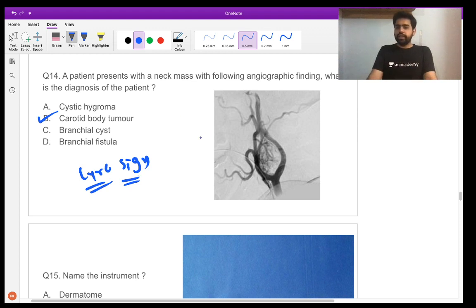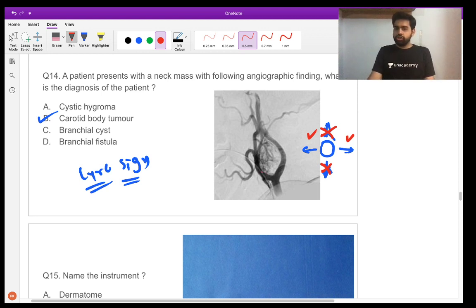Now, what else will you get on examination? You will get a neck mass which can be moved in the horizontal direction, but it cannot be moved in the vertical direction. This is a kind of buzzword which you will get in your MCQ on the history. So you will have a neck mass which can be moved in the side to side direction, but it cannot be moved in the vertical direction.